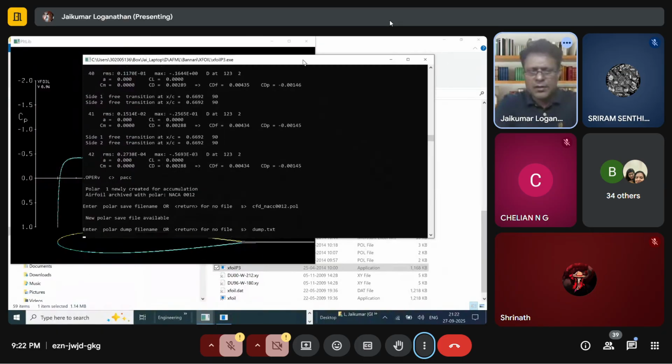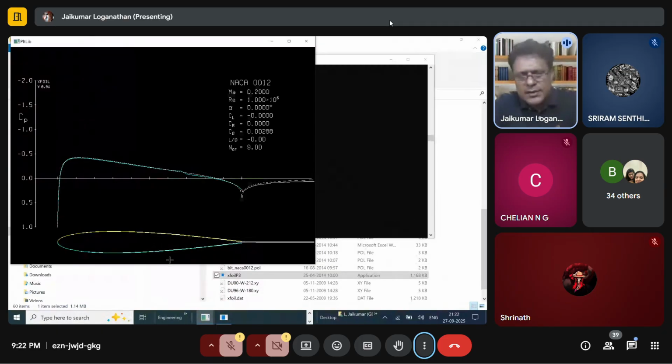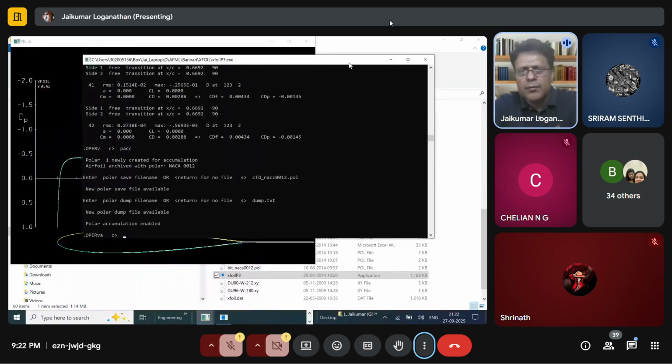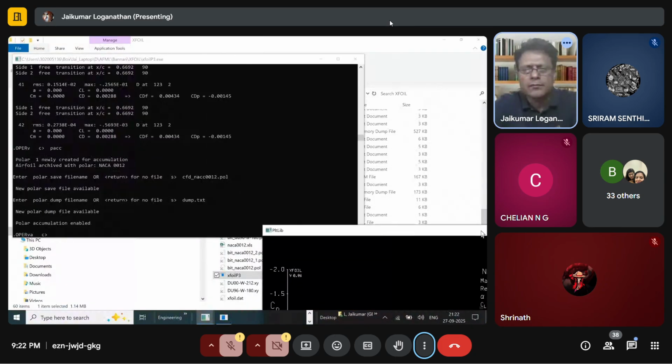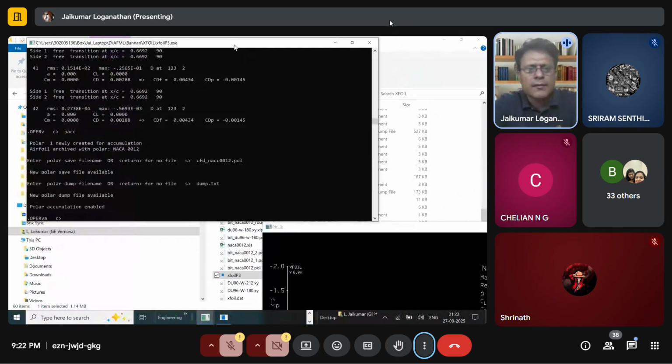Okay. So now it says that you can see the polar window. It will say that polar accumulation is enabled. So now you have enabled the polar accumulation. So whatever alpha you run hereafter, that data will be stored in that file. Okay, CFD NACA 001. So let's do the sequence again.